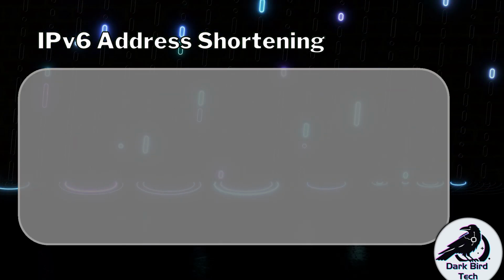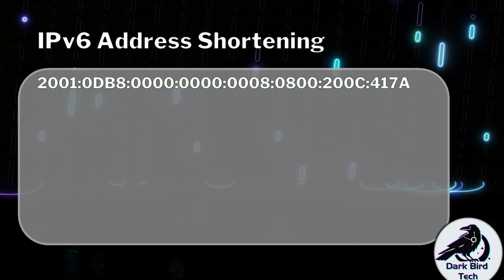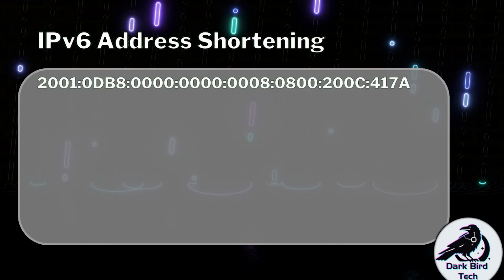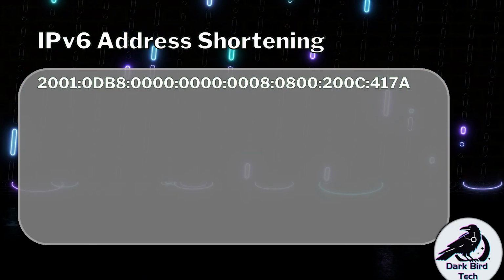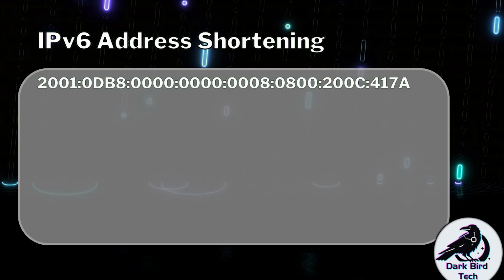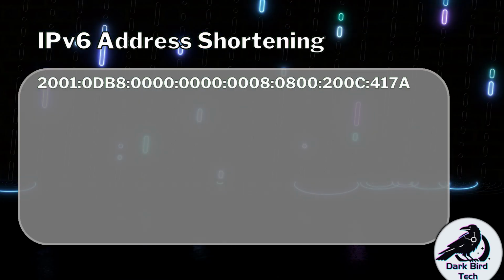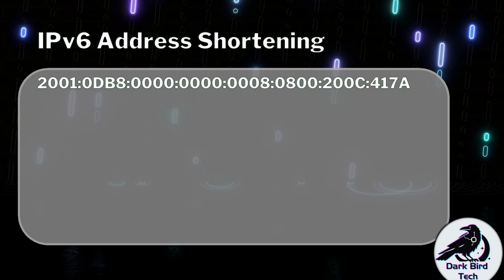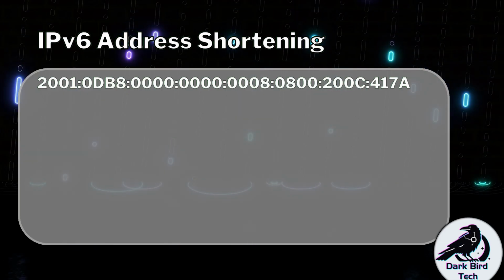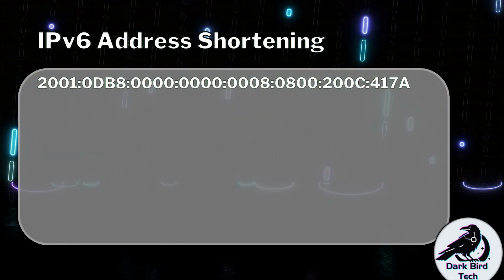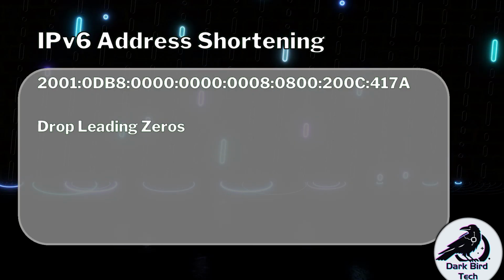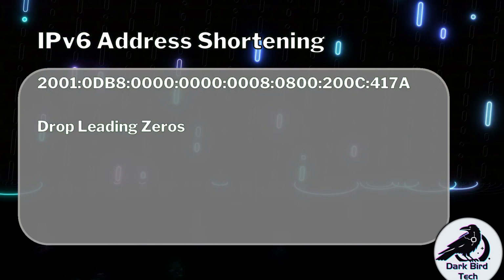If we take that address we had earlier, 2001:0db8:0000:0000:0008:0800:200C:417A. Just flows off the tongue, right? We can apply that rule of dropping leading zeros. Now, just to clarify what we mean by a leading zero.